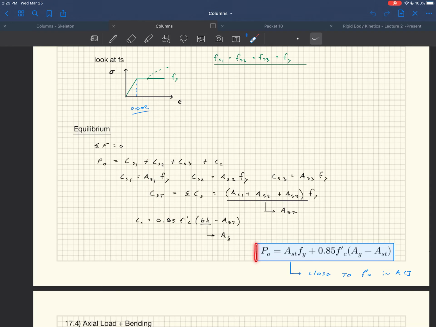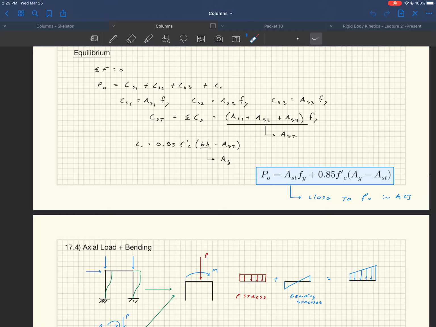And what we ended up with was this equation right here. The axial load capacity is the total area of steel times the yield stress, plus this 0.85 f'c, that's the stress in the concrete, times the area of the concrete. This is the gross area of the column, and then you subtract out the area of the steel. And that's really close to the equation that shows up in the ACI code.